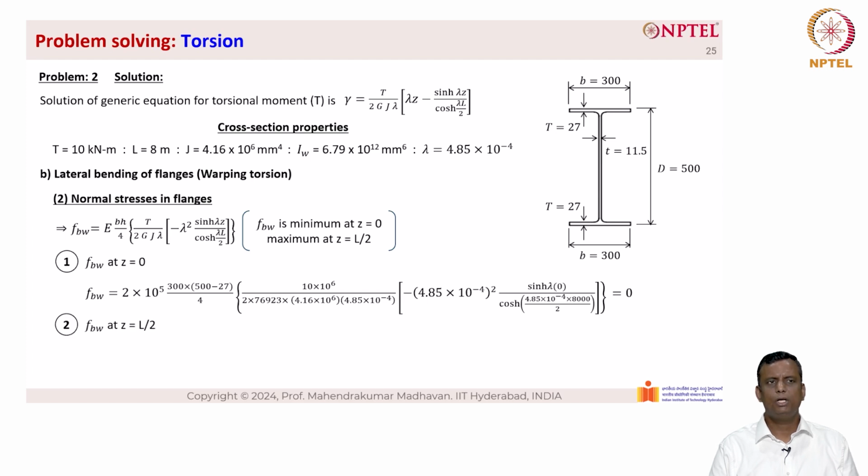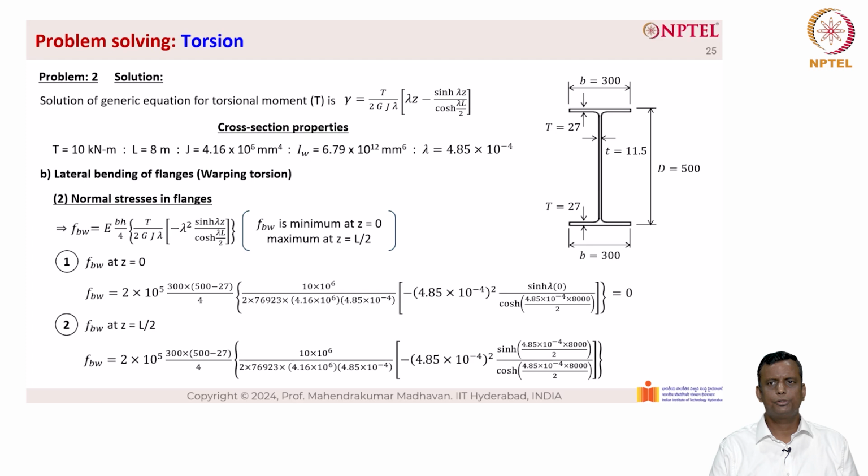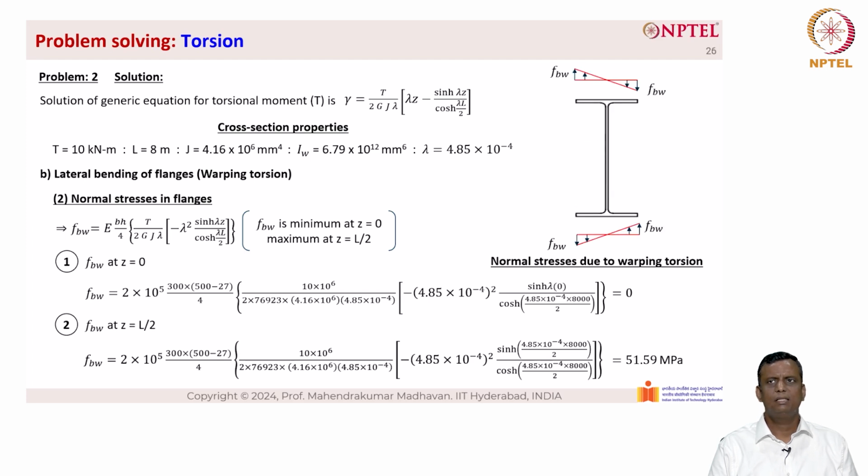Now, if we find B_w at z equal to L by 2 and substitute it, we get the same equation, except that on the rightmost side we have sinh of 4.85 into 10 power minus 4 into 8000 divided by 2, divided by cosh of 4.85 into 10 power minus 4 into 8000 by 2. So, when we run the numbers, we get 51.59 MPa as the bending stresses or the normal stresses that act in the flanges, right. The pictorial representation of the flanges is shown here.